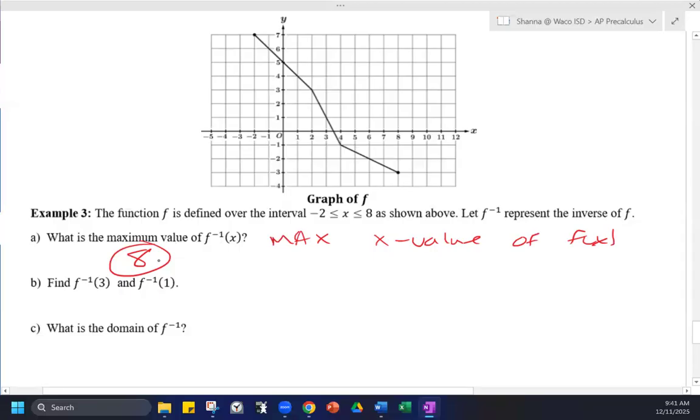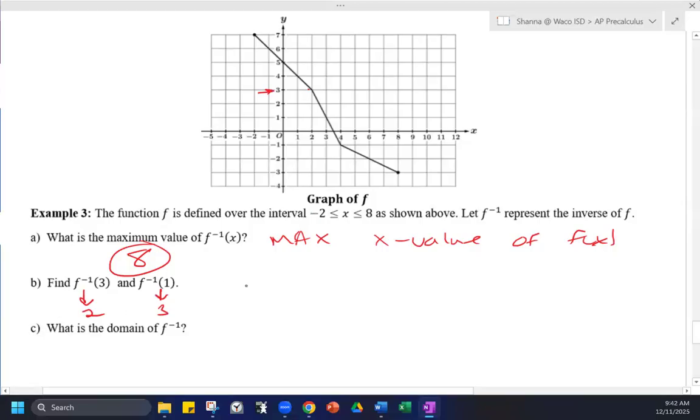All right. What is inverse of 3? I need everybody to answer. I only heard 2 people. That was your hint. Everybody say 2. When I go to 3, where am I at? 2. Inverse of 1? 3. Yes? Okay. What would be the domain of my inverse?